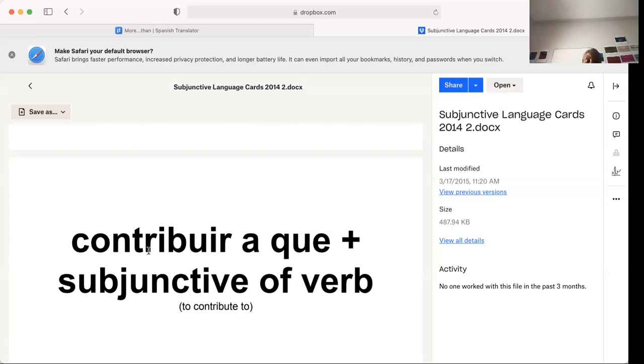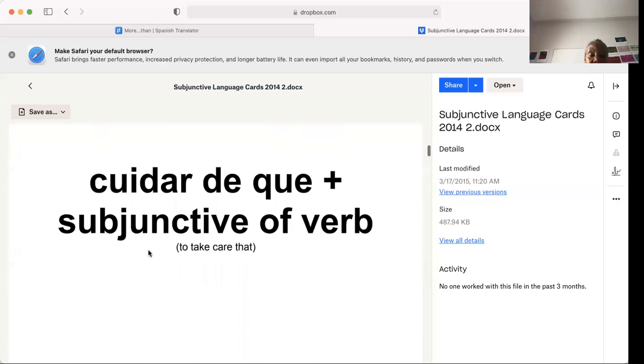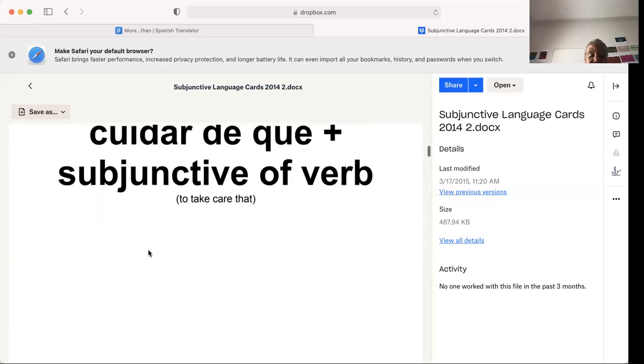Contribuir a que. So you see some have just the que, other verbs have a que. That's the nature of the verb. And that you have to memorize. Which do you use with just the que and which do you use with the a que, to contribute to. Cuidar de que, to take care that. Okay. Once again, it's not a que, it's de que.